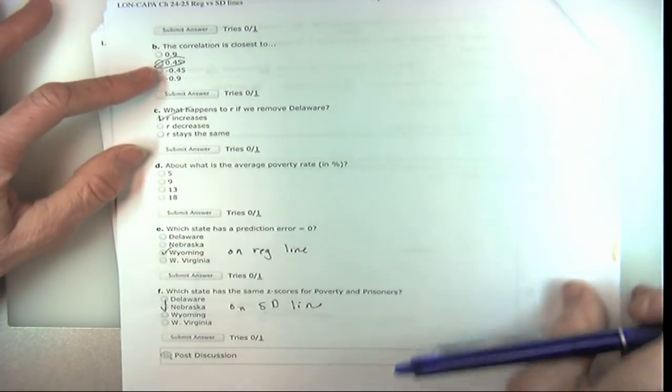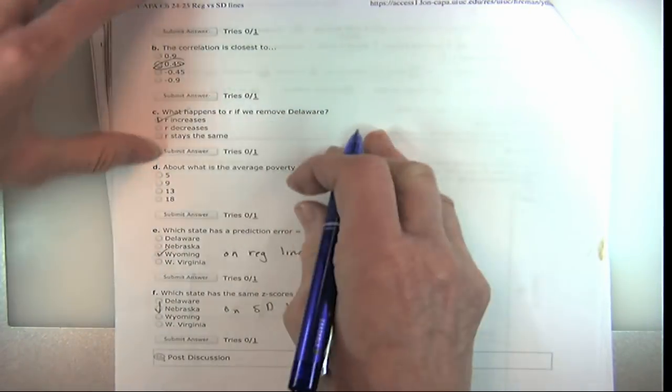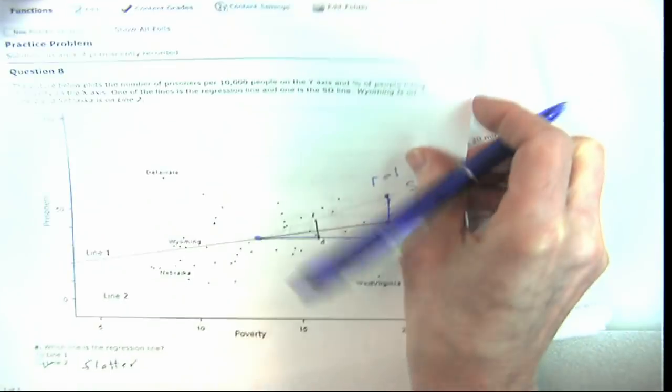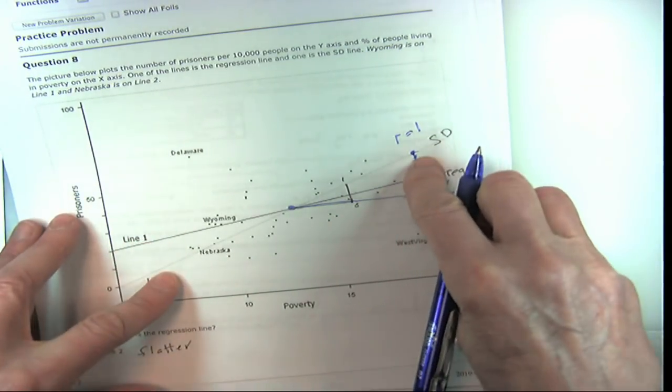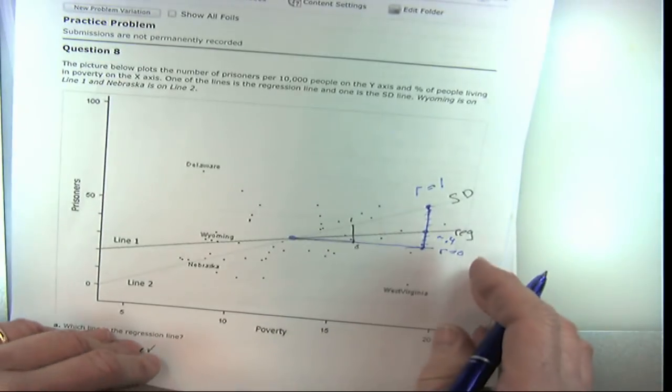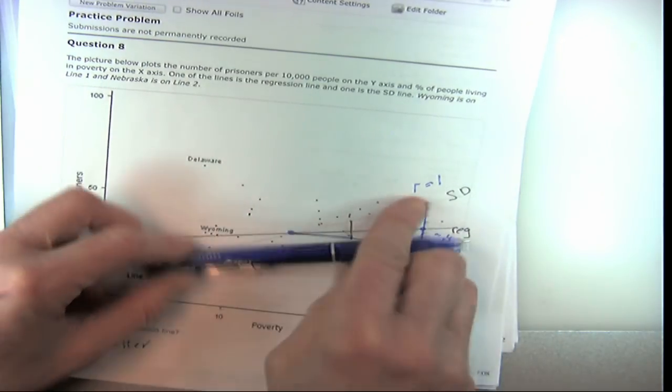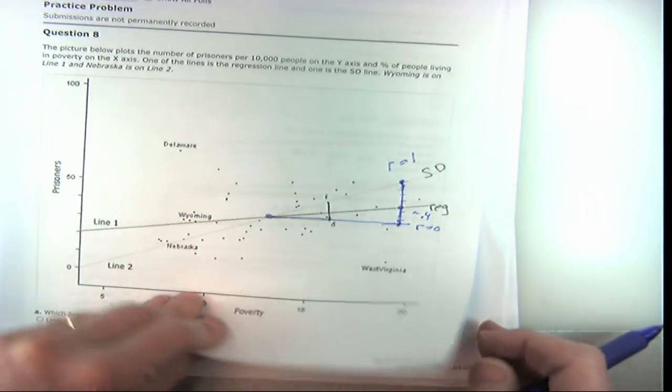What are our choices? Yeah, 0.45. So 0.9 would have to be really close. This regression line would have to be almost way up there. Does that make sense? It would have to be very close. Okay? All right, let's go.